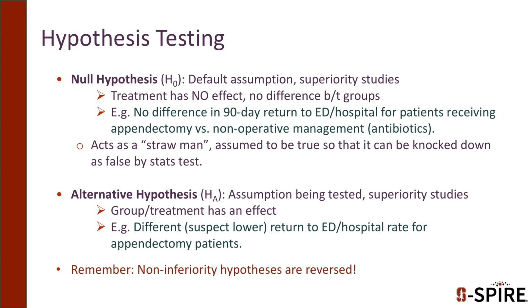Before we dive into the options for statistical analysis, let's review the null and alternative hypotheses. The null hypothesis is the default assumption for superiority studies. The null hypothesis is that the treatment or intervention has no effect. In other words, there is no difference between study groups. In our appendicitis example, the null hypothesis would be there is no difference in the 90-day hospital return rates between our surgical and non-operative treatment groups.